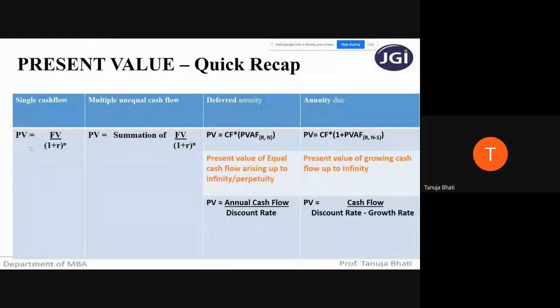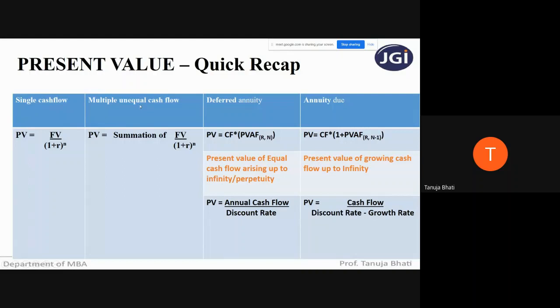So can anyone tell me in which table number I will get the present value factor that I have to use for single cash flow? Yes, Table Number 3. Very good, students.